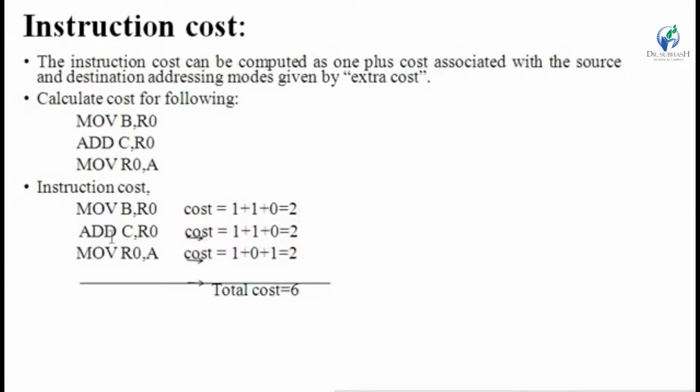Same for ADD, it's 1 plus 1 plus 0, which is 2. And for MOV R0, A, the move value is 1, for the register the value is 0, and for A the extra cost will be 1. So 1 plus 0 plus 1 is equal to 2. So the total cost will be 2 plus 2, 4, plus 2, which is 6. So the total cost is 6.